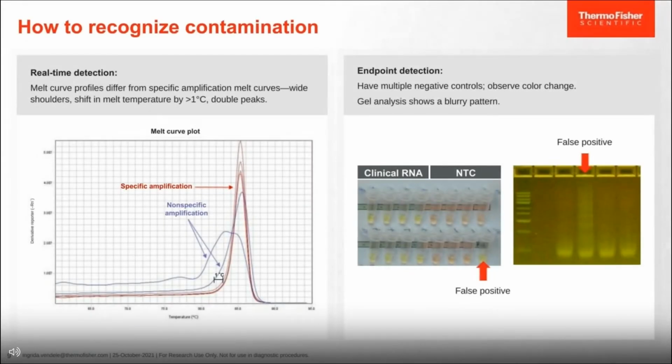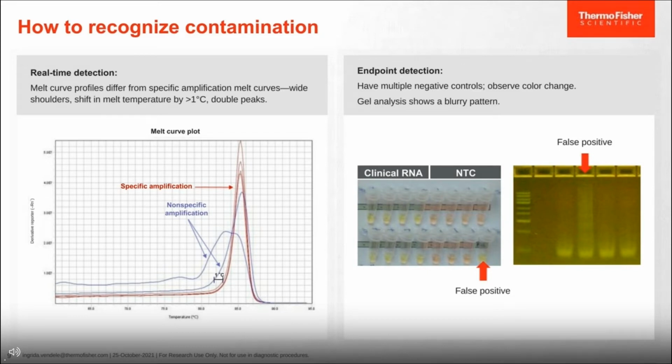Contamination can be recognized easily when a real-time detection method is selected to either screen multiple primer sets or to observe your reaction kinetics. And in such case, a melt curve profile can be examined, and usually a specific amplification produces a sharp, narrow peak, and here it's highlighted in red, to also demonstrate that your technical replicates overlay nicely on each other, showing a specific amplicon. However, nonspecific amplification can be identified by observing double peaks or wide shoulders, or even a shift in the melt temperature by more than 1 degree.